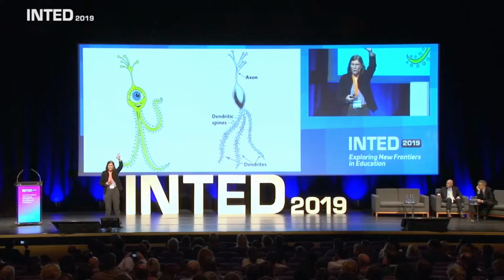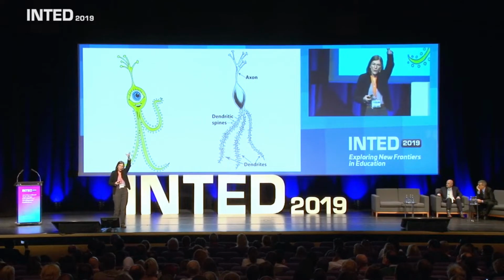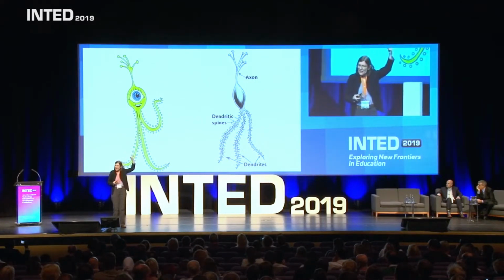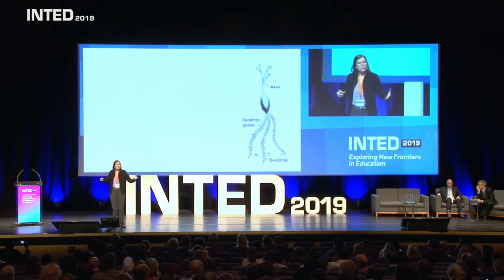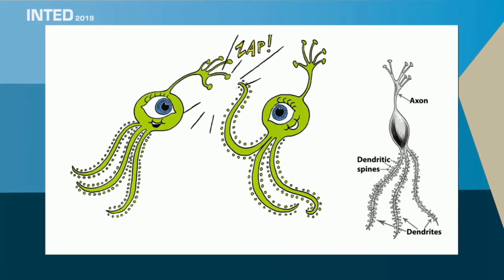Then the neuron has almost like an arm that reaches out, and that arm is called an axon. What neurons do is they reach out with their arms and they tickle the toes of the next neuron. So that's what neurons do. That's their job. They reach out and communicate and send a signal to the next neuron.